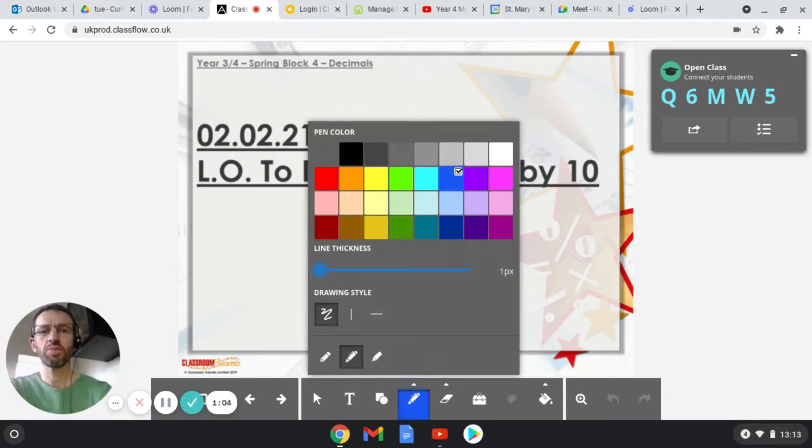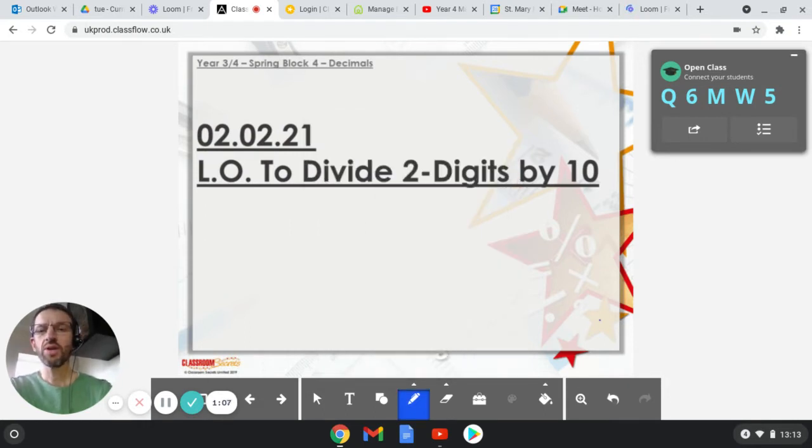Let me choose a little pen. So I've got my pen up. Okay, learning objective today is to divide 2 digits by 10. So we're looking at 2-digit numbers and we're dividing them by 10. Could you pause the video, write down the date and learning objective on a fresh page now?